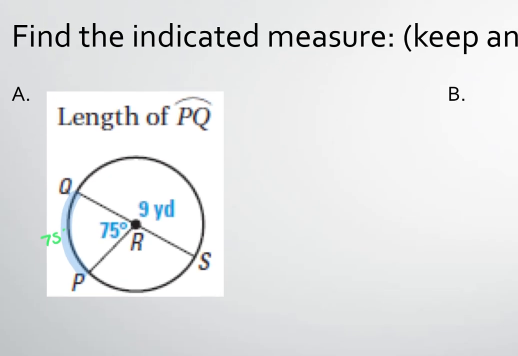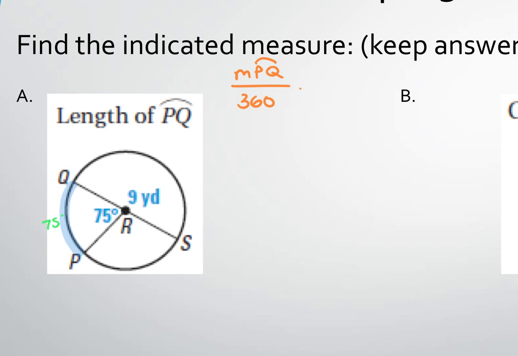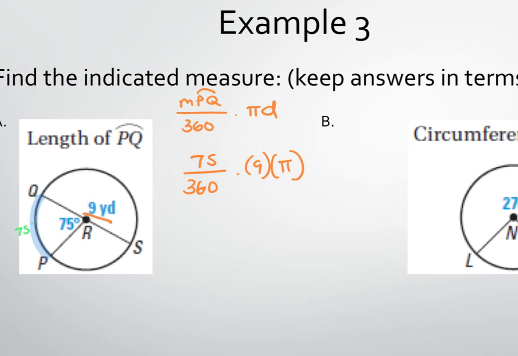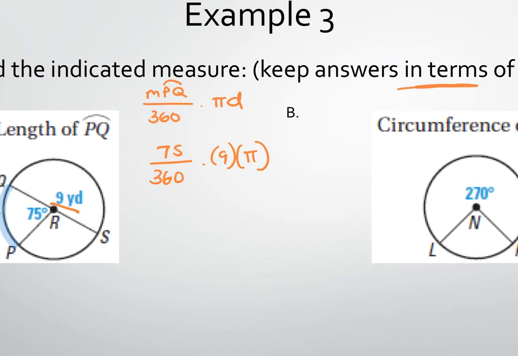So the formula for this is the measure of the arc, in this case PQ, over 360, times, I'm given the diameter. I know it's the diameter because it's in the middle like that. So I would do times pi d. So the measure of PQ is 75 over 360 times 9 times pi. It says keep answers in terms of pi, so we're just going to simplify this as much as we can, but keep it as an improper or proper fraction as long as it's simplified. So both of these would go over 1.